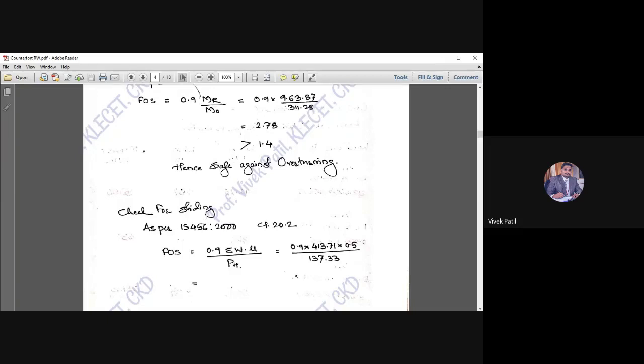But according to clause number 20.42, what should it be? It should be more than 1.4. So it is less than 1.4. Hence, what has to be done now? Shear key. We have to provide a shear key.